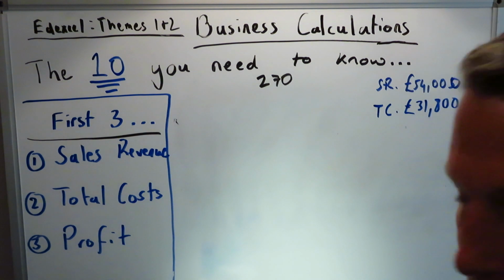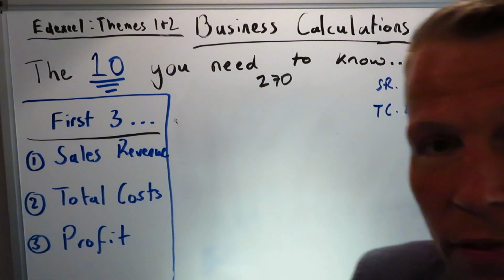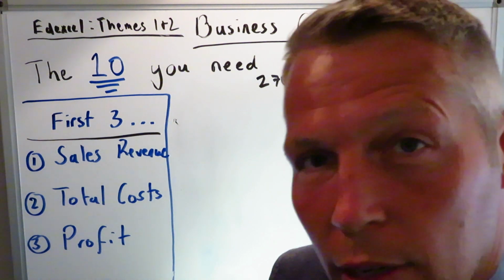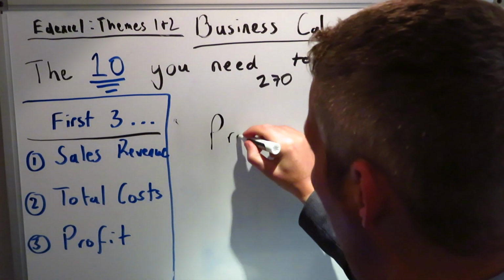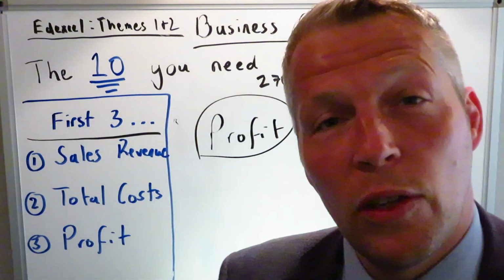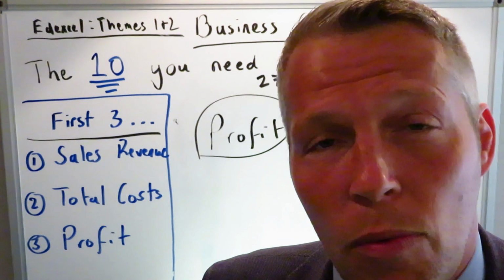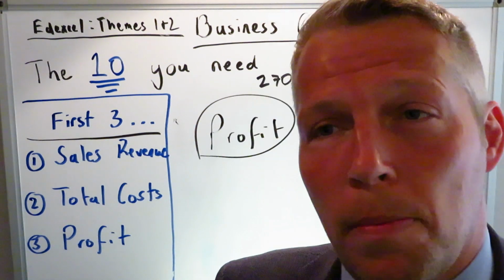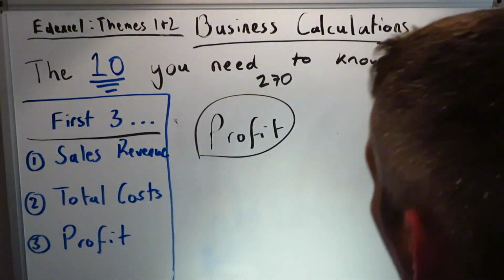Okay, so the final part. In some respects, this is the easiest part, because all you've got to do is take away what you've spent from what you've earned. So let's do profit here. And let's be honest, that's why people go into businesses, to make money, to make a profit. They don't want to make a loss, because otherwise they won't be able to pay their bills, suppliers, etc. So, profit. How do we work this out?